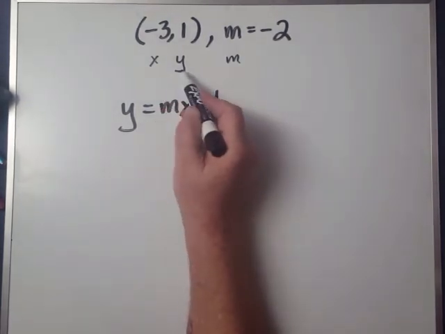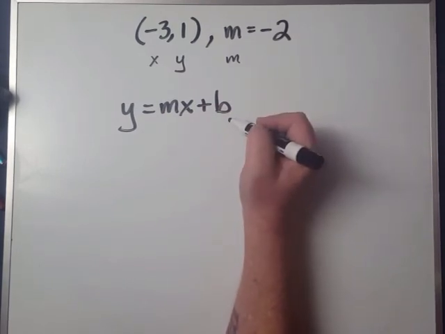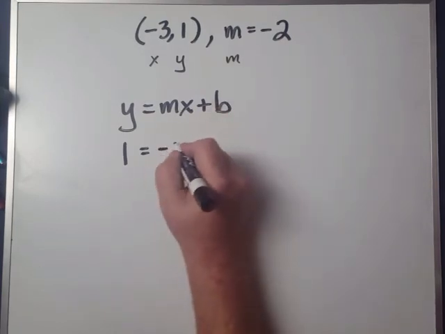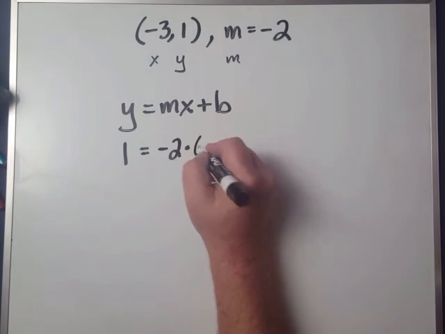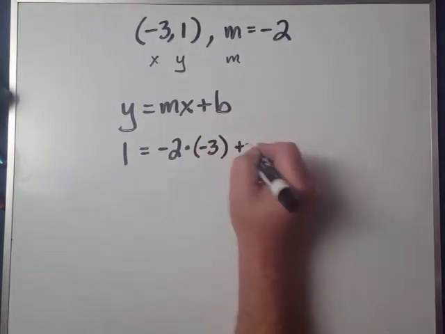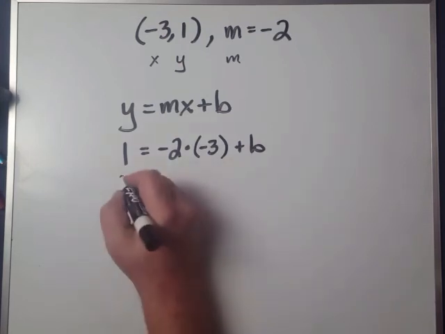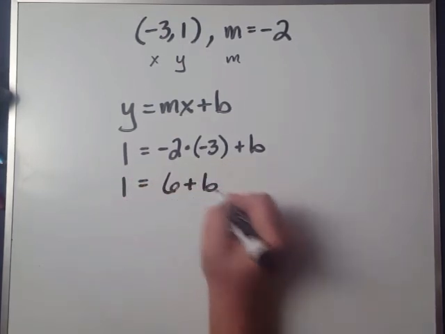I can plug in for x, y, and m and solve for b. So let's do that. Y is 1 equals, m is -2 times x for this given point is -3, plus b, we're solving for little b. 1 equals, what is that, 6 plus b.